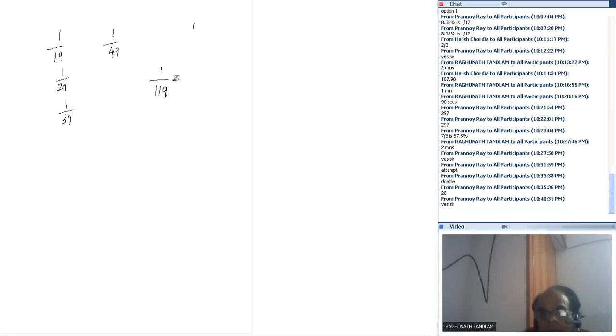You get a quotient 0, remainder 1. Right? 0.01. Then 10 by 12 is again 10, 8, 4, 4, 0. So 1 by 119 is 0.0084. So we should get some idea of this.